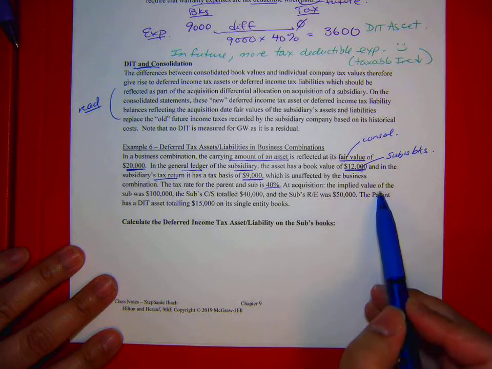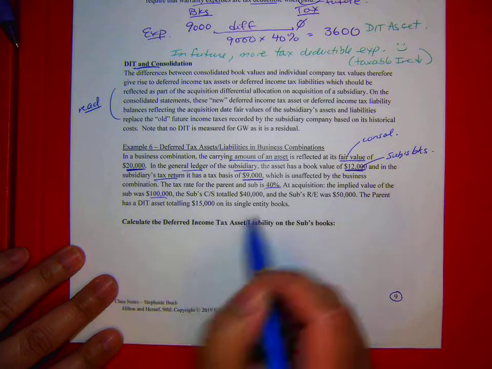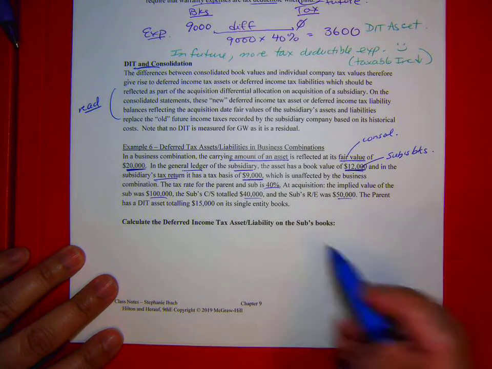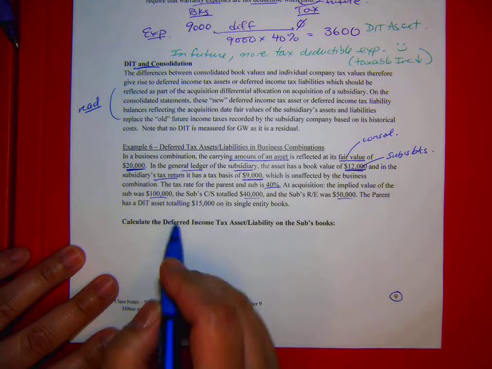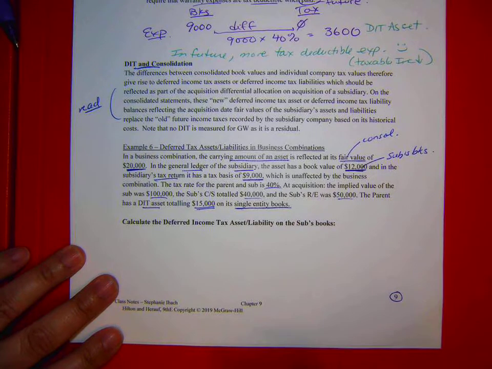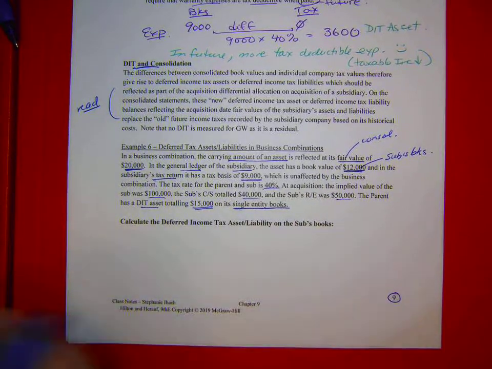At acquisition, the implied value of the sub was $100,000. The sub's common shares totaled $40,000. Retained earnings was $50,000. Now, the parent has a DIT asset totaling $50,000 on its single entity books. So, essentially what we want to do is figure out the DIT balance for the consolidated statement. But to do that, we're going to work through little pieces.